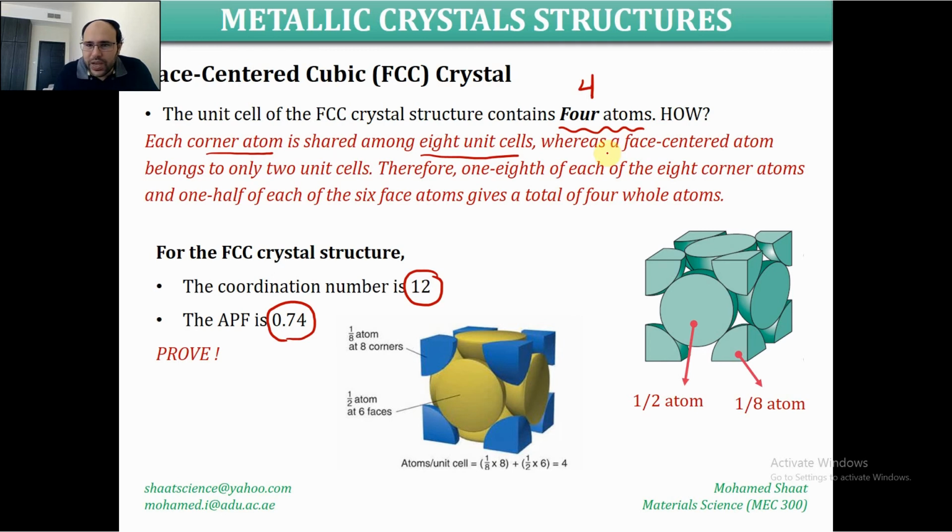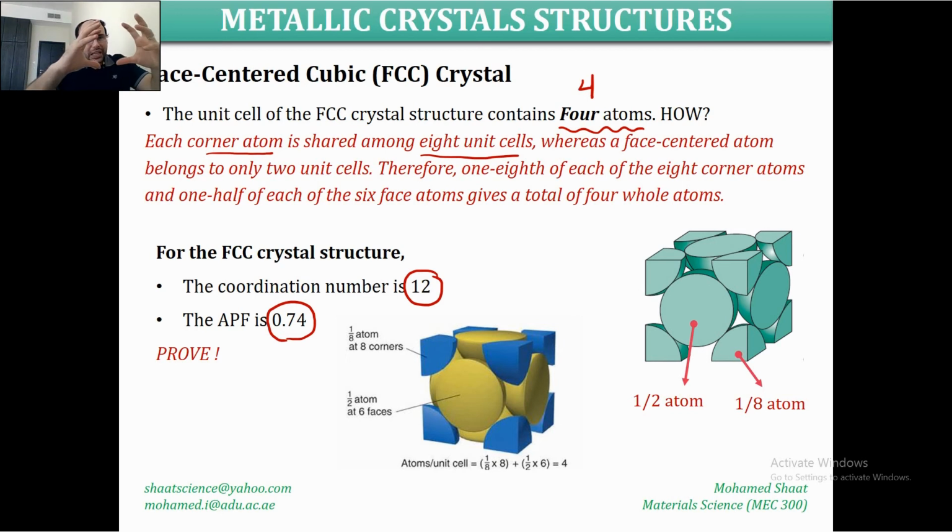So this is one thing: 1 atom at every corner. But how about the face-centered atom? This atom is shared between 2 unit cells, not 8, because it is on the face. One face can be shared by only 2 unit cells: 1 unit cell on the right, 1 unit cell on the left, and that's it.